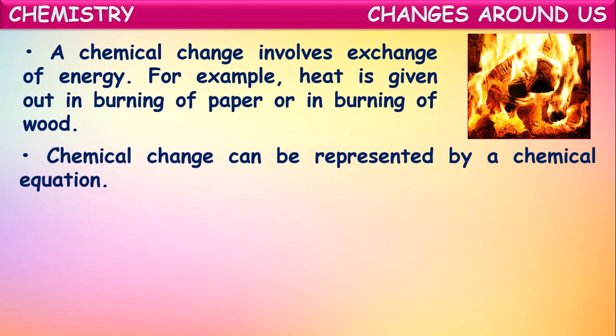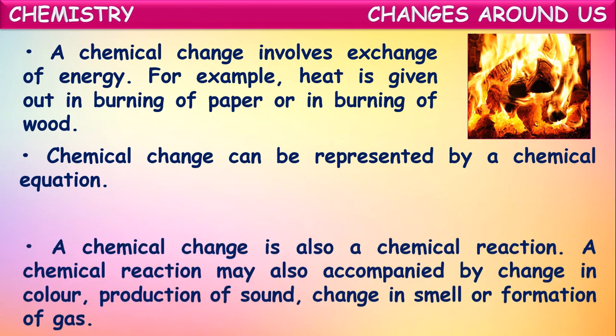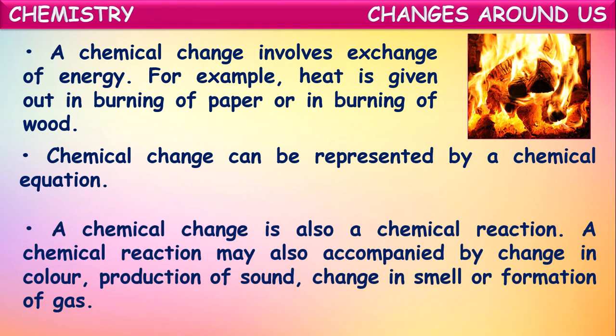Chemical change can be represented by a chemical equation. The representation of a chemical change by using the formulae and symbols of the chemical substances participating and being formed is said to be a chemical equation. A chemical change is also a chemical reaction because the substance will be changing into another form. So it has reacted there. That is why a chemical change is also said to be a chemical reaction.